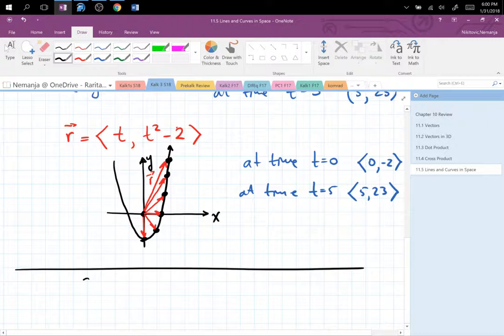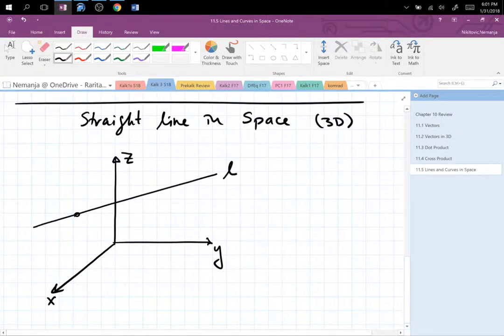Straight line. Well, it's just a line, because the other lines that are not straight are called curves. So I'll put the straight line in space, meaning we are focusing on 3D over here. There are 2 points. We are going to call these P0 and P. P is going to have X, Y, and Z. And this is going to be X0, Y0, Z0.